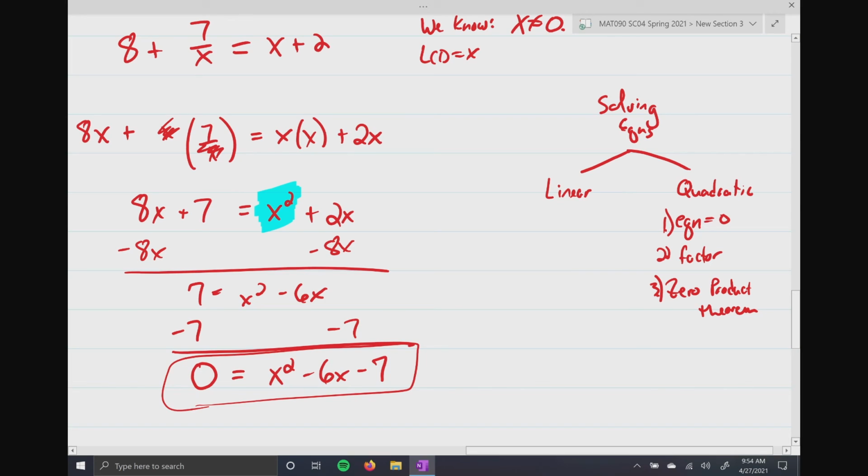Everything comes to the left side, and after that I factored it, and there was 1 and 7, and okay, the x and 7. I don't know why I did that. I can't explain that. See, there it is right there.